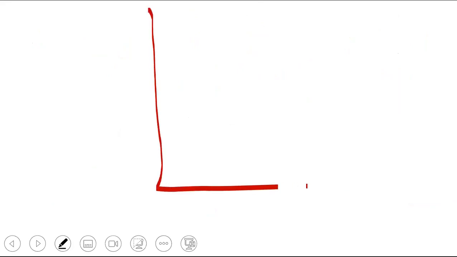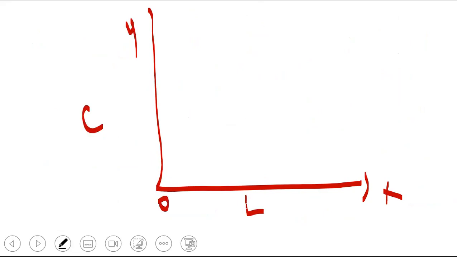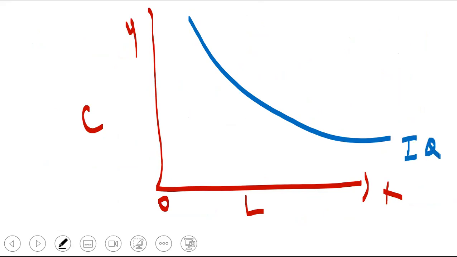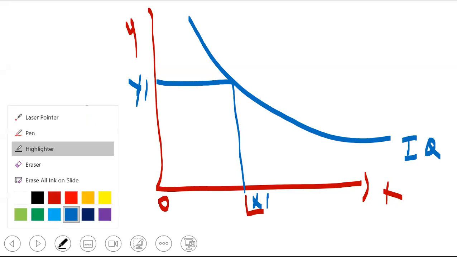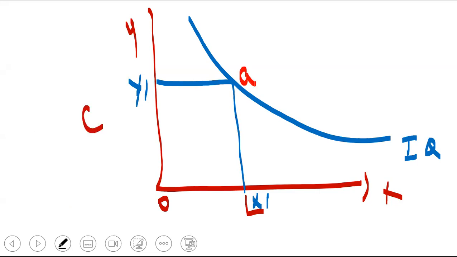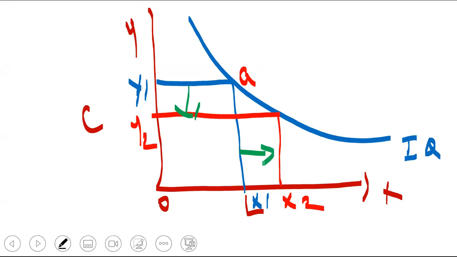सेम डायग्राम और ड्राइंग. देखो x y capital labor, understood? सेम डायग्राम आई एम ड्राइंग. मार्क करो आइसोकॉन्ट. नाउ ये देखो, x1 y1, दिस पॉइंट को हमने मार्क किया ए. नाउ x2 y2, फिर मैडम ने क्या किया, इसको कम किया, ये कम ज्यादा हो गया. दिस इज पॉइंट बी.